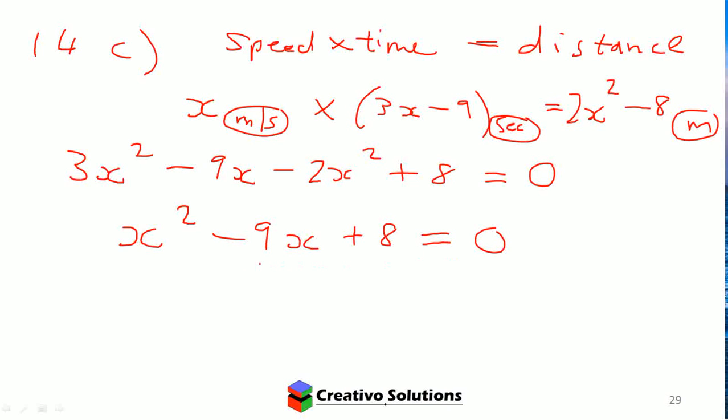So we have written an expression that is true. So x squared minus 9x plus 8 equals 0 is correct. That was 14c1. There's another part of the question, C2. They want you to solve x squared minus 9x plus 8 equals 0.